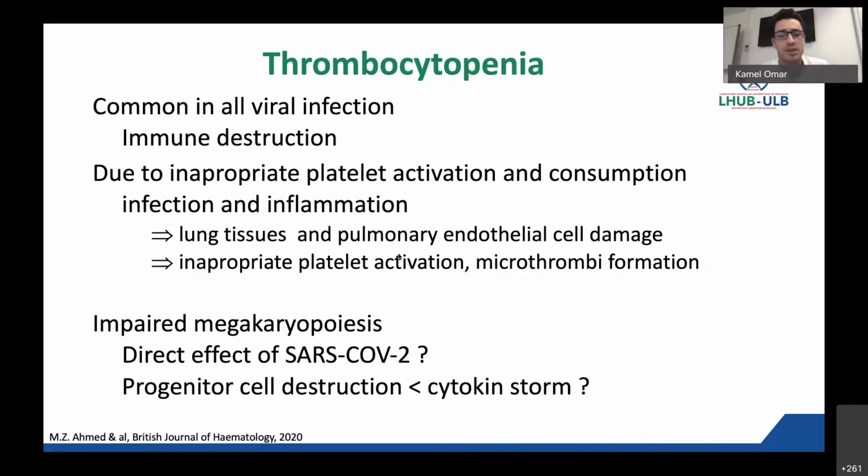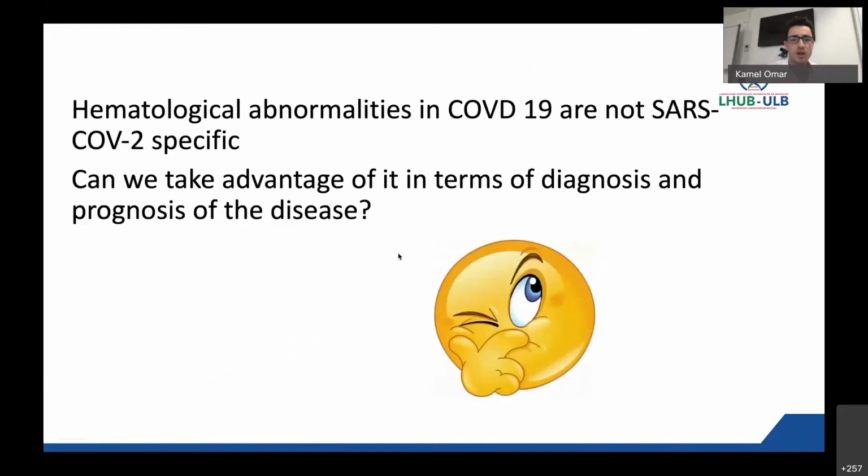And it's also hypothesized that there is an impaired megakaryopoiesis of a still unclear etiology, that it's maybe a direct effect of the SARS-CoV-2 on the megakaryocytes or a destruction of the progenitor cells due to the cytokine storm. So hematological abnormalities in COVID-19 are not SARS-CoV-2 specific. How can we take advantage of it in terms of diagnosis and prognosis of the disease?